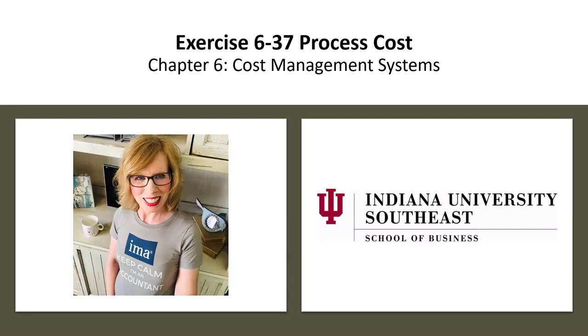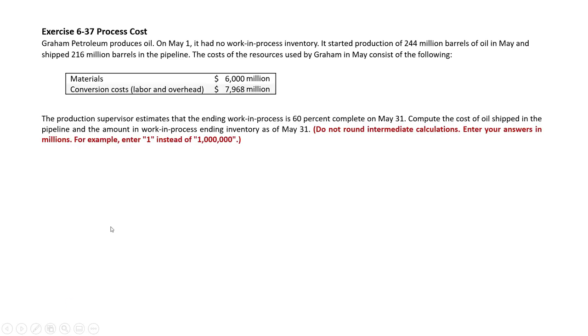In this video, I'm going to start to explore process costing using exercise 637. We'll take a deeper dive in process costing when we jump into chapter 8 later. In this problem, this company produces oil. So when we talk about process costing, we're generally talking about a company with a homogeneous product. So this seems to be the correct method for them.